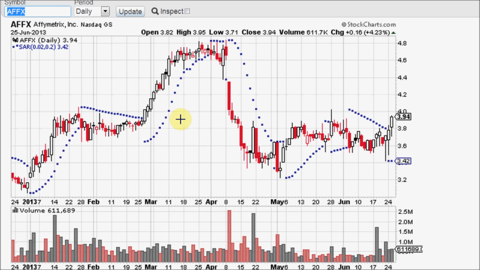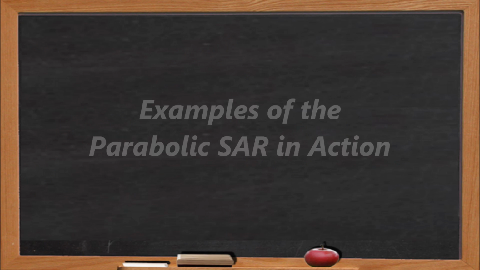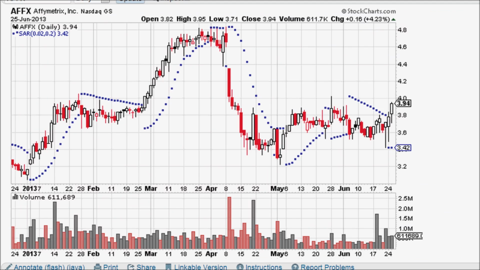It was developed by Wells Wilder, who introduced the parabolic time price system in his 1978 book, New Concepts in Technical Trading Systems. The Parabolic SAR is really a very simple indicator. And let's go ahead and see how it works.